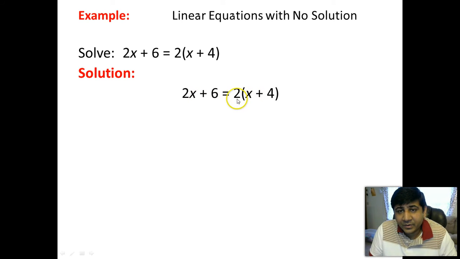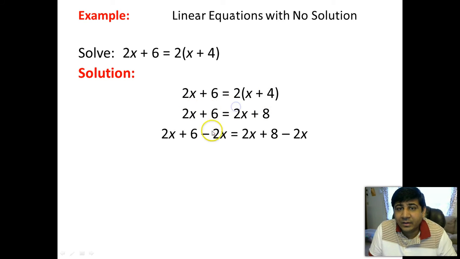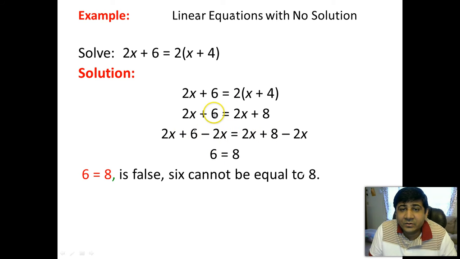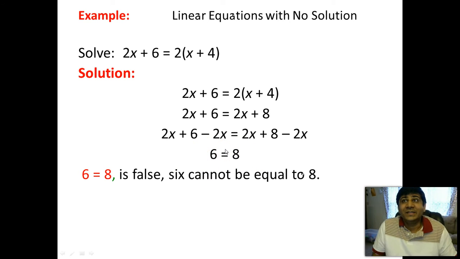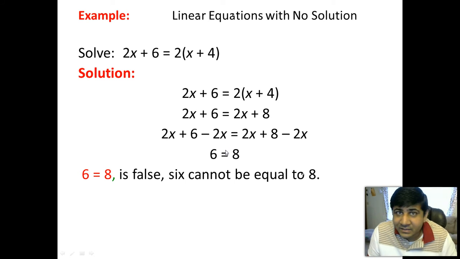Distribute this 2 here, so you will have 2x plus 8. I can cancel this 2x with 2x, or subtract 2x from both sides. What you will get is 6 equals 8. So this is a contradiction. This is false. 6 cannot be equal to 8. $6 is not the same as $8. 6 million is not the same as 8 million. So this is wrong.